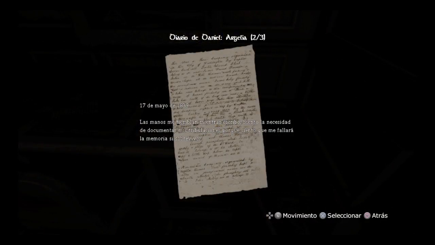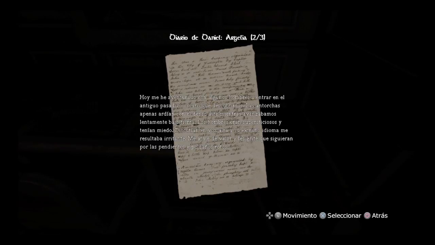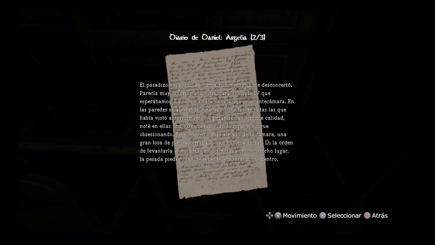17th of May, 1839. My hands tremble as I write. I feel a need to document my tribulation, for I fear that my memory will fail me if I linger. Today, I took some men and ventured into the dark, ancient passage we uncovered. Our torches burned faintly in the murky air as we slowly made our way underground. The men were superstitious and fearful. They argued loudly, and I felt their strange language getting to me. I mustered my strength and yelled at them to continue down the slope. The crudely carved passage confused me.